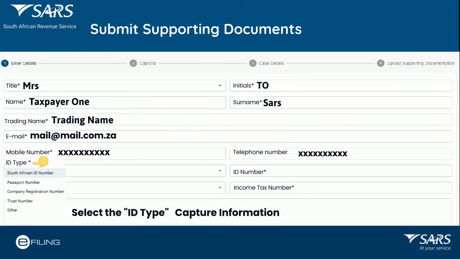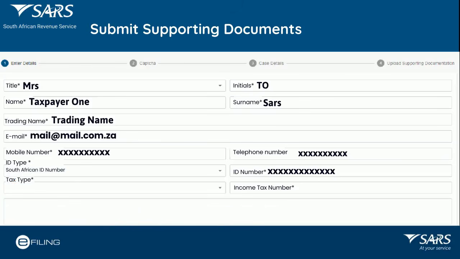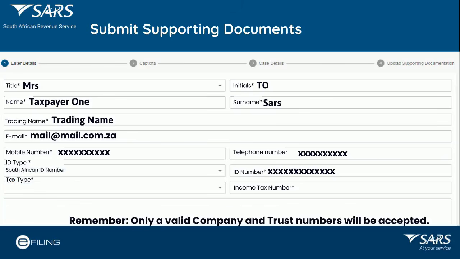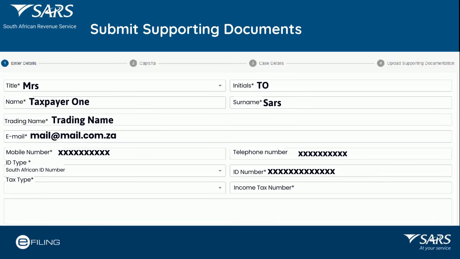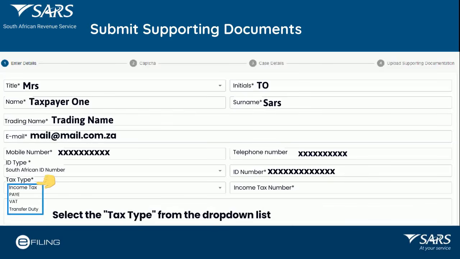Select the ID type: South African ID number, passport number, company registration number, or the trust number. Remember, only valid company and trust numbers will be accepted. Then the next step is to select the tax type from the drop-down list that you need to submit supporting documents for: income tax, pay as you earn, VAT or transfer duty.